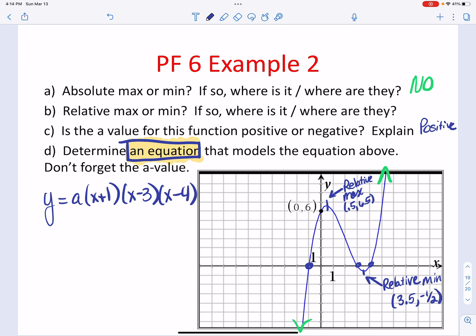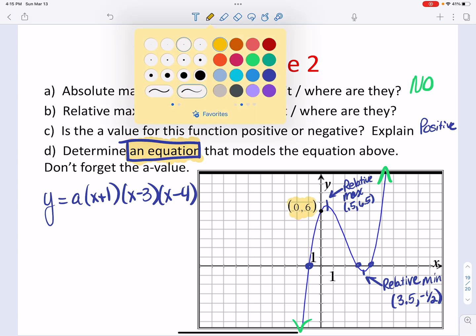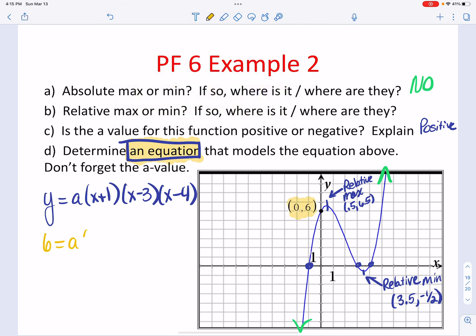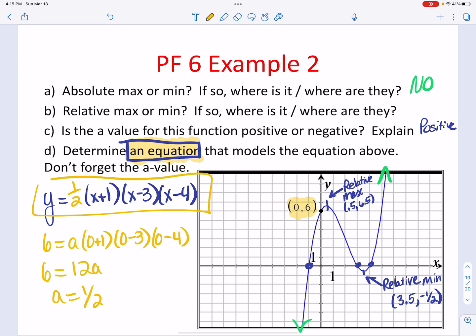I do not know the A value, but I do know that I have a point at (0, 6). So I'm going to plug 0 and 6 in. So 0 plus 1, 0 minus 3, 0 minus 4. This side becomes 1 times negative 3 times negative 4, so that's 12. So my A value is a positive 1/2. And it just says determine an equation. Good enough. There's my equation.